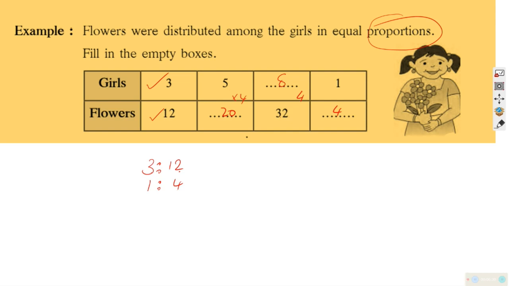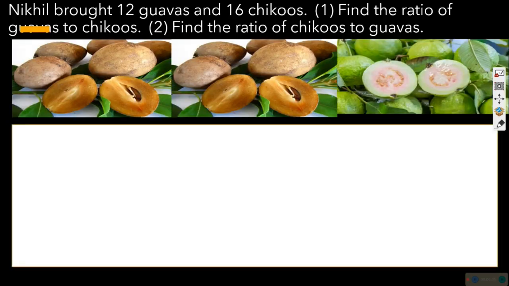Understood? So ratio and proportion is a way of representing the relationship between two data. What is this? Nikhil brought 12 guavas and 16 chickus. Find the ratio of guavas to chickus. Find the ratio of chickus to guavas.